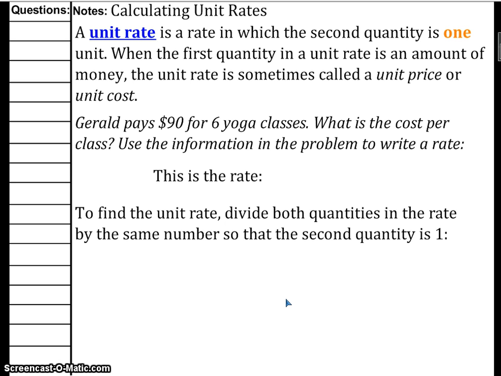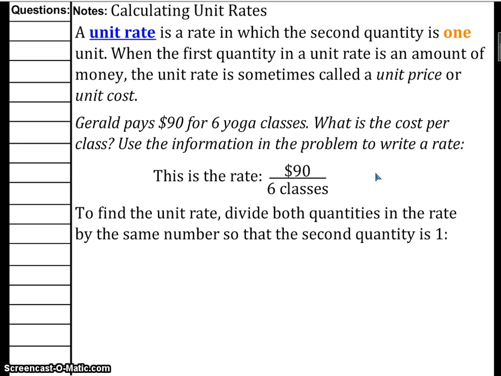In this example here, Gerald pays $90 for 6 yoga classes. What is the cost per class? Use the information in the problem to write a rate. So you always want to write the rate first. What is the initial rate in our problem? We are comparing cost to yoga classes, so it would be $90 to 6 yoga classes.